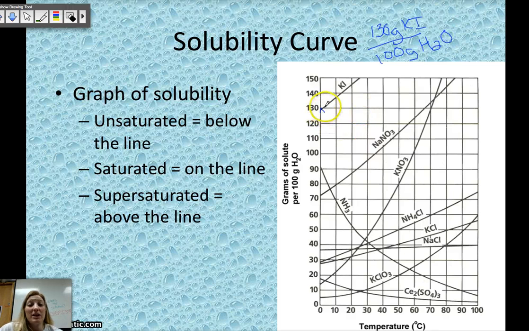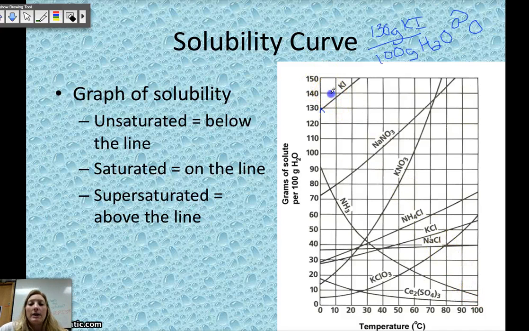Notice that as the temperature increases, we can fit more in. So this is at 0, but at 25 degrees, we can fit 150 grams in. Remember, solids and liquids will increase in solubility as the temperature increases. This one, if you notice, decreases as the temperature increases. Ammonia. So that one probably tells us that it's a gas, because we know that solubility decreases for gases.